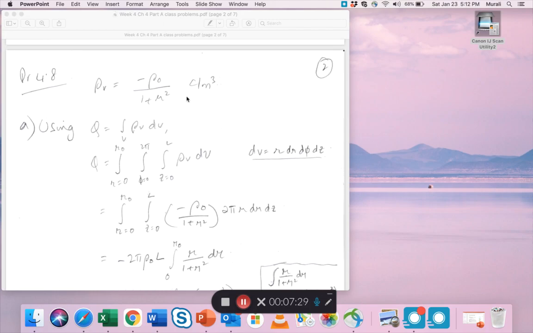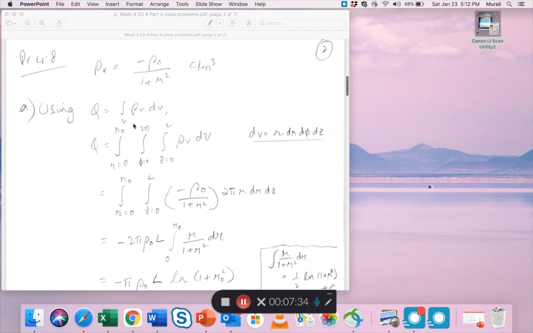So rho v is given, in coulombs per meter cubed, using Q equals the volume integral. The volume integral has three limits, and dV can be written as r dr d phi dz in cylindrical coordinates. So you integrate over the volume, right? And it goes with these three integrals because it's a volume integral.